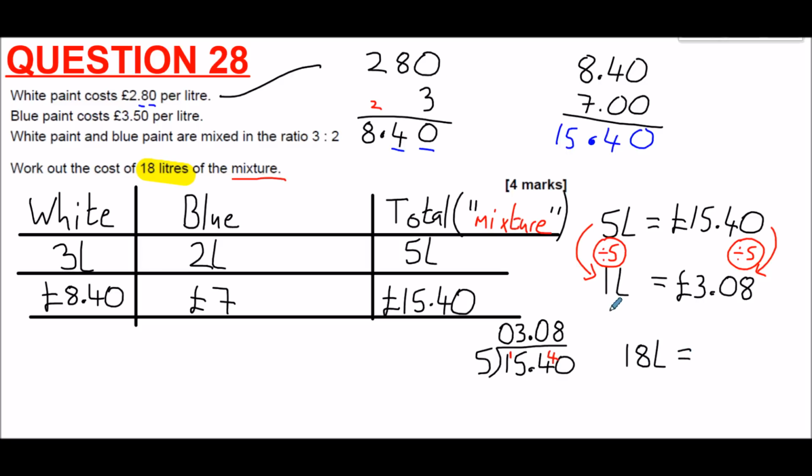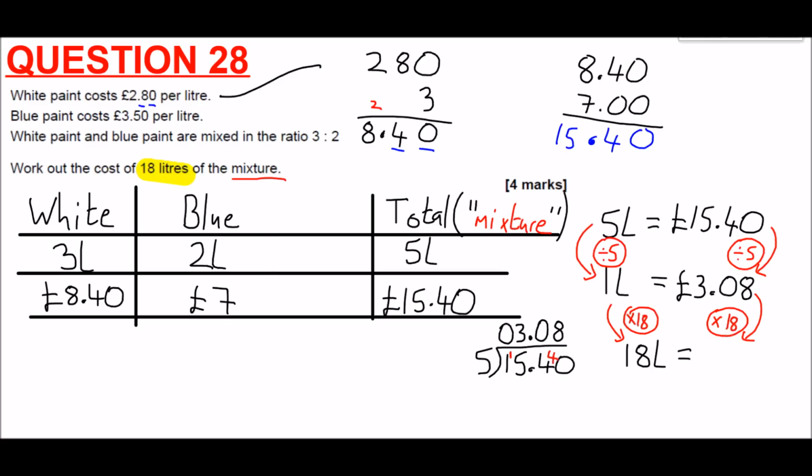This is the hardest part, perhaps. 1 times 18 gets us to 18. 18 times as much paint will cost 18 times the price. So now we need to do £3.08 times 18. So, just for the sake of variety, I'm going to do £3.08 times 18 using the Chinese method.